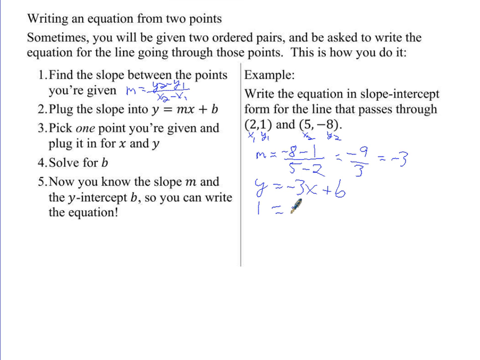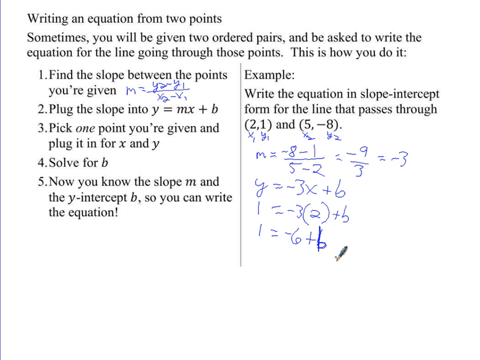1 equals negative 3 times 2 plus b. Now what do we do? Just solve for b, yeah. So this becomes 1 equals negative 3 times 2, which is negative 6 plus b. Look at that. My b's and my 6's look the same.